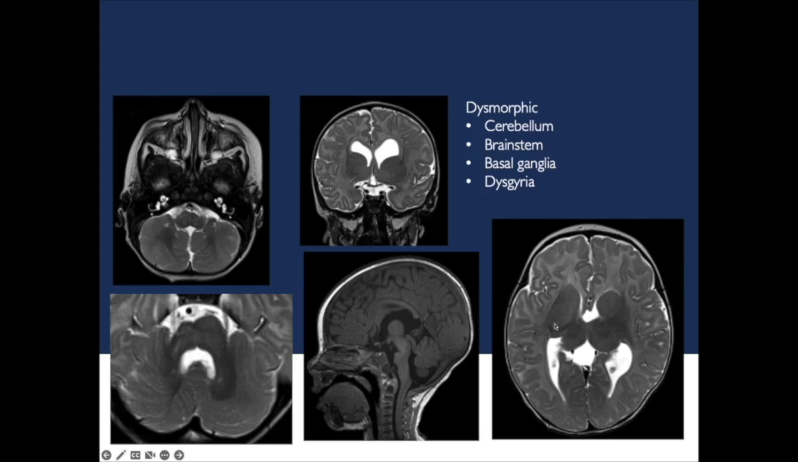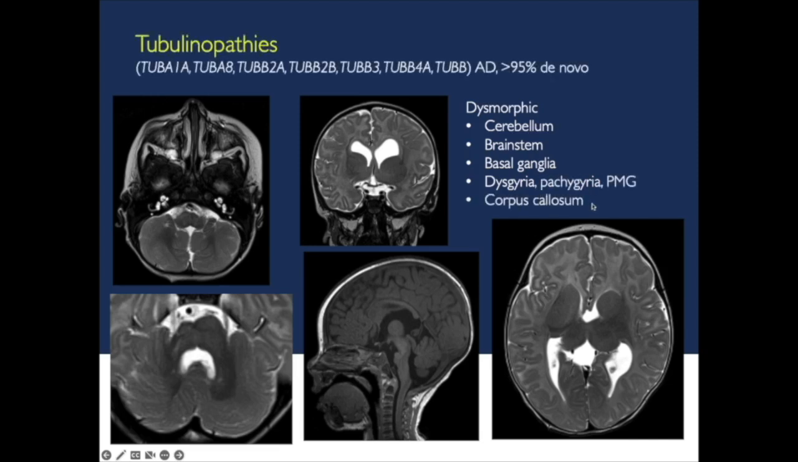You can also have malformations of cortical development to various degrees, maybe just dysgyria, so slightly abnormal gyral pattern, but that also extends to pachygyria, PMG, and we also often have an abnormal corpus callosum, and this is an example of a tubulinopathy. There's quite a few of them. They can have a fairly variable phenotype, so a lot of them will have what we're seeing here, others will have much more extensive supratentorial malformations.